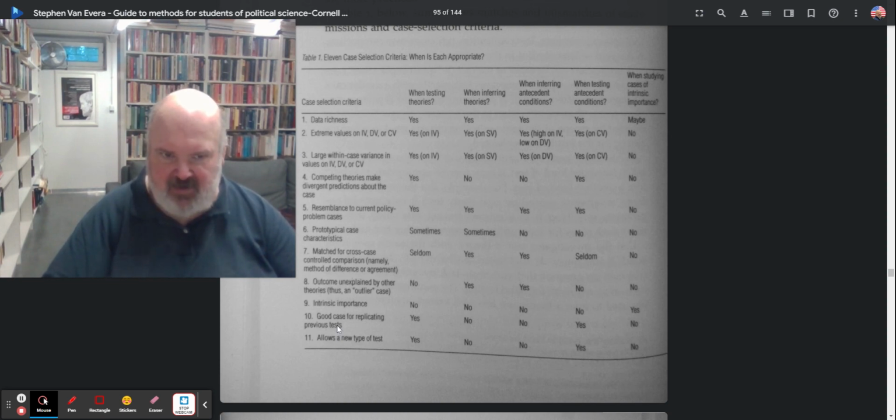Okay, now this is interesting. Testing. When you're testing, yes, and testing theories or antecedent condition, yes, but when inferring stuff, they're not that useful. This is not that useful. Allows for new types of tests. Again, for testing, this is useful, but for inferring things, no. So this selection criteria is useful for either testing a theory or testing antecedent condition, but not for selecting this.